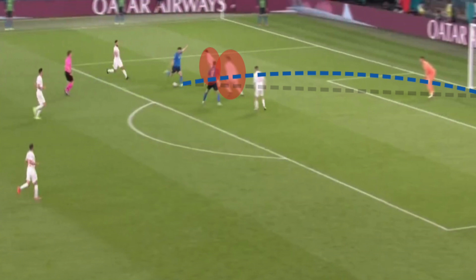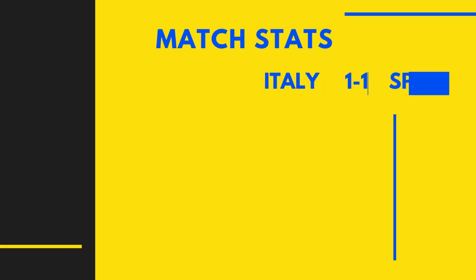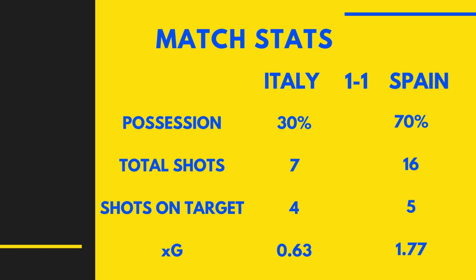Overall, the match was dominated by Spain, but they lacked the cutting edge in front of the goal. The Italians kept their nerve throughout the penalty shootout and are through to the final of Euro 2020.